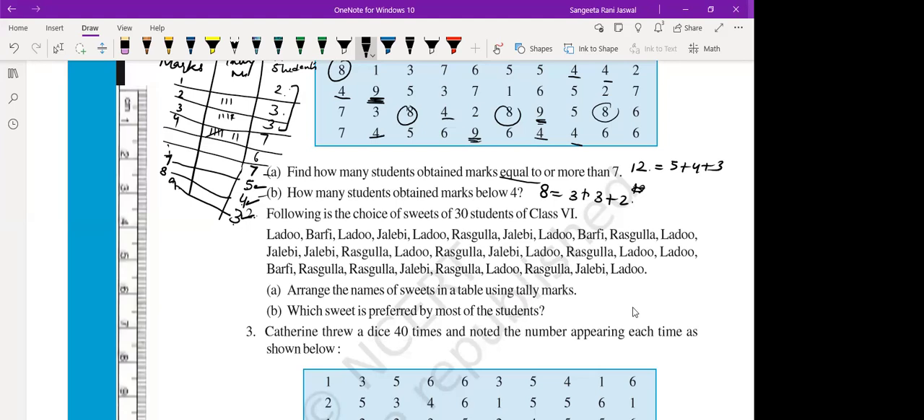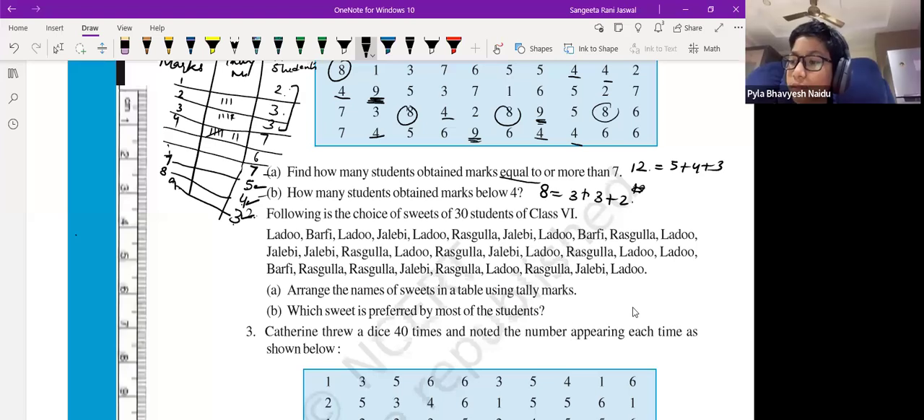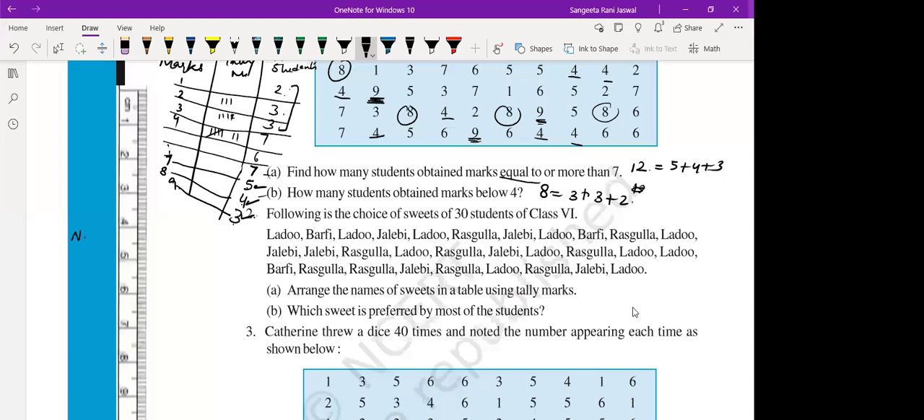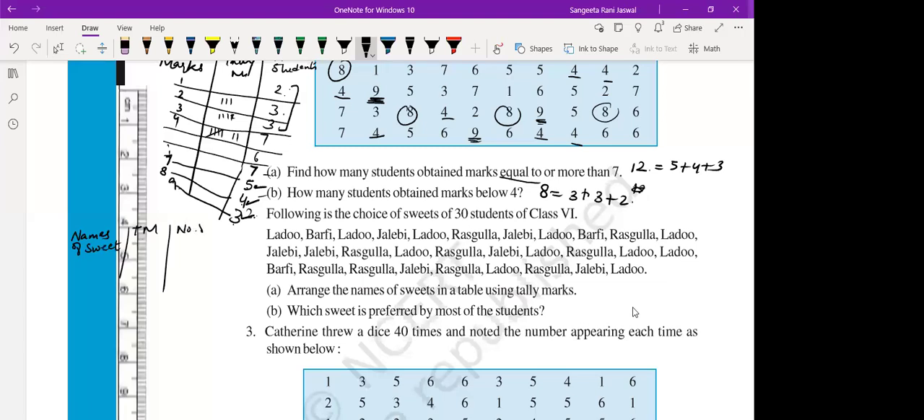You have to find out. So what will you make first? What columns will you make? Types of sweets, okay. Types also we can write, or names also. Names of sweet, tally marks, number of students preferred. Good. Number of students will be there. So, chalo, start making this. Make the columns.